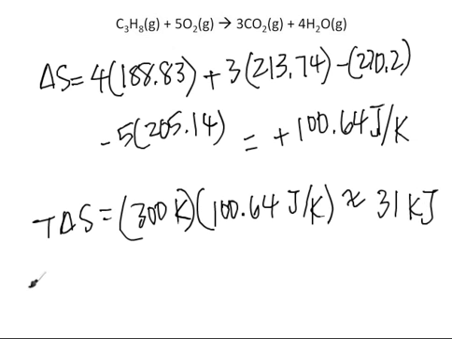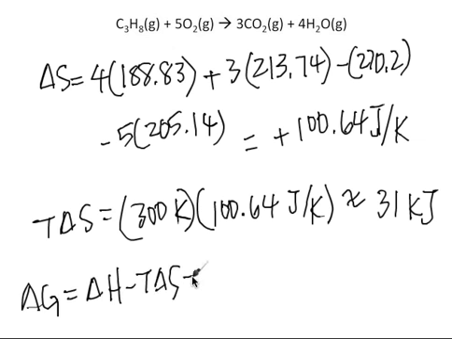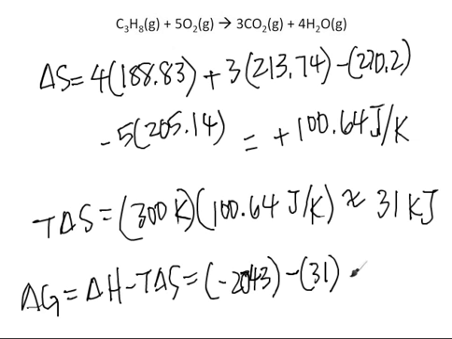So if we calculate delta G, delta H minus T delta S, we remember we have minus 2043 minus 31 kilojoules. This gives us about minus 2074 kilojoules. So this is negative, meaning spontaneous, as we predicted, right?